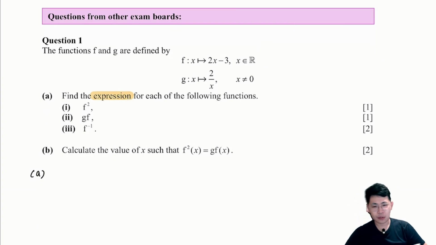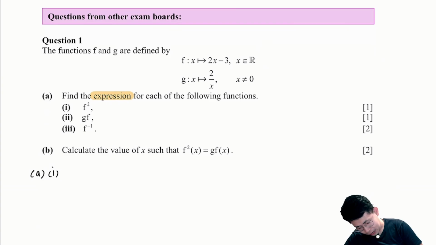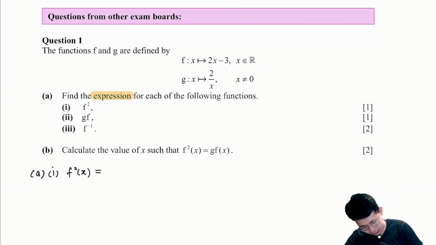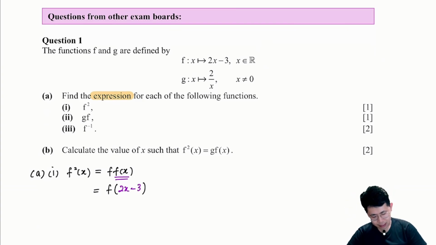This part A is going to be an algebraic kind of question where we just want to find the formula of what's going on. So how do we find f2 of x? Even though they write f2, it actually means f2 of x, where x is the input. I'm just going to write it as f of f of x. I'm going to take the first f first, and this will be f of 2x minus 3.